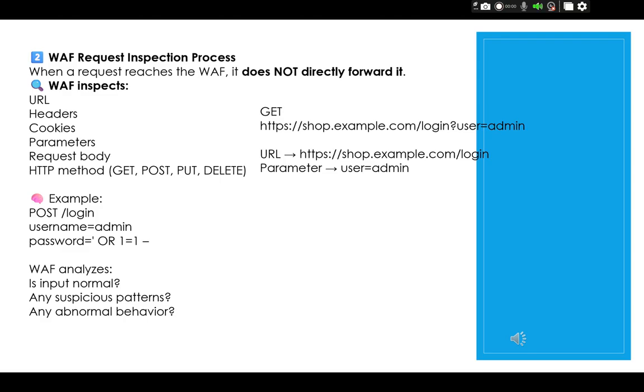Now let's see what happens when a request reaches the WAF. The WAF does not simply forward the request, it deeply inspects multiple parts of the request, such as URL, HTTP headers, cookies, parameters, request body, HTTP methods like GET or POST. For example, if a login request contains suspicious input, the WAF immediately analyzes it before allowing access.